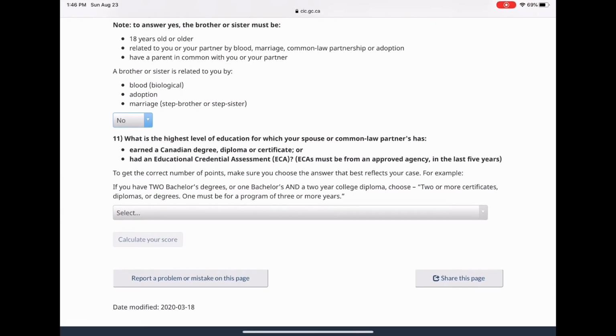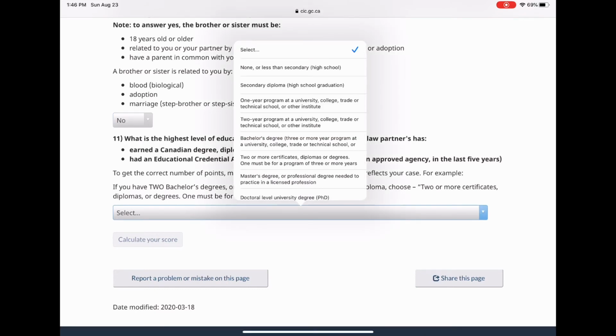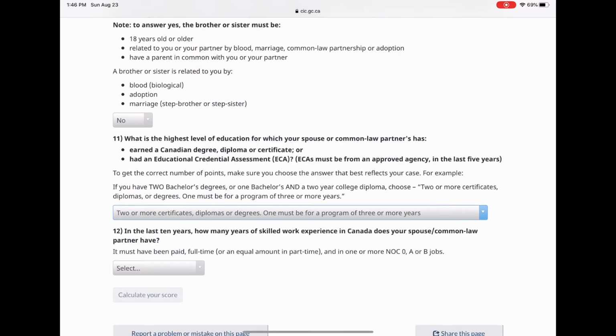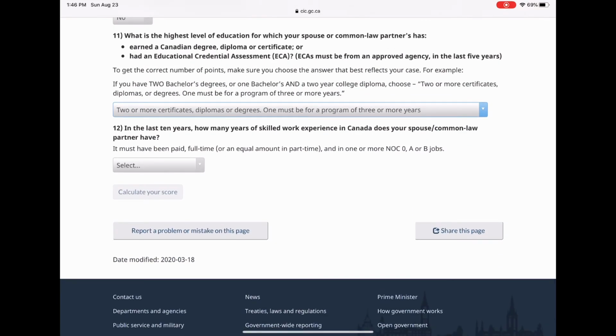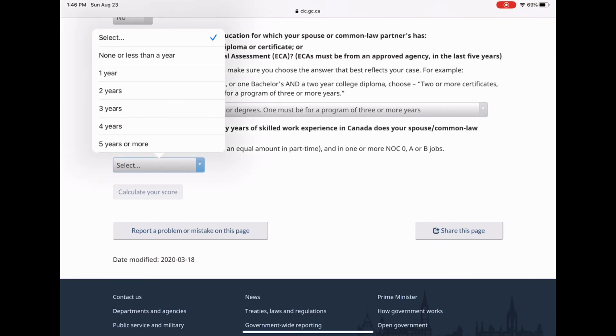Now, what is the highest level of education your spouse or common law partner has? And it has to be evaluated by a body such as WES also. So again, as I said, my husband had an MBA from India, but that was assessed as a postgraduate diploma, so I'll have to put two or more certificates. Now, in the last 10 years, how many years of skilled work experience in Canada? So your partner's or spouse's experience in the home country doesn't count. It only counts if it's from Canada, so I'm going to put no.